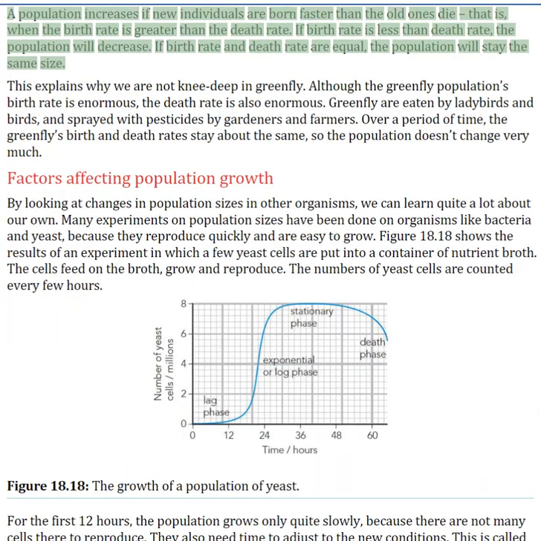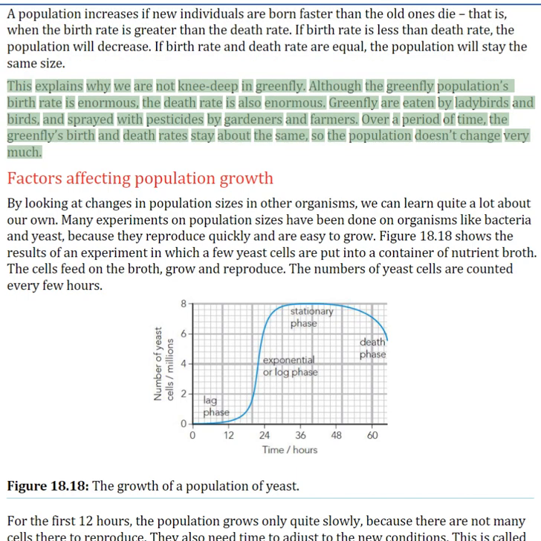A population increases if new individuals are born faster than the old ones die, that is, when the birth rate is greater than the death rate. If birth rate is less than death rate, the population will decrease. If birth rate and death rate are equal, the population will stay the same size.